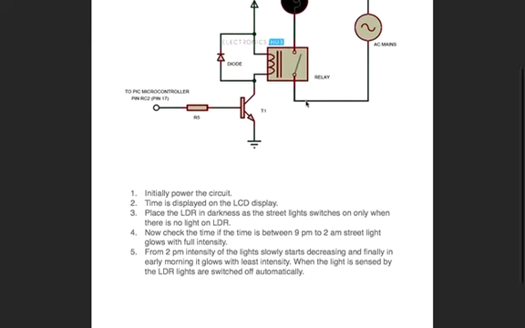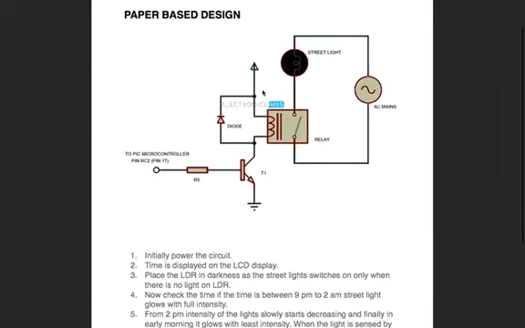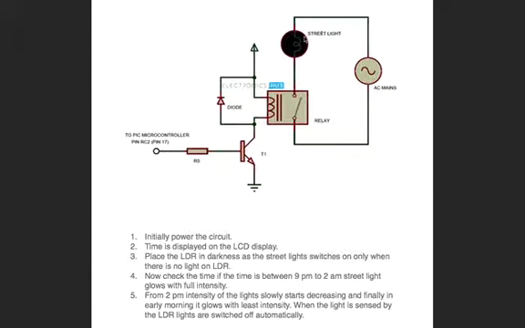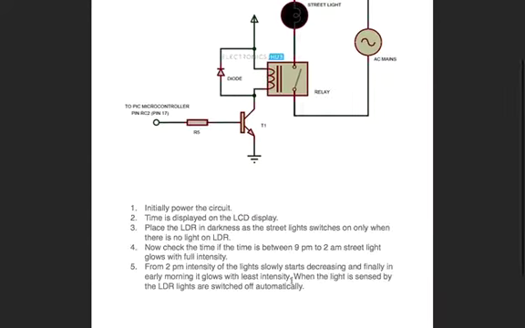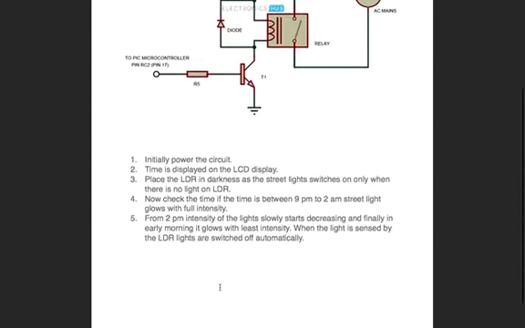This is the basic working. Initially, we power the circuit by AC mains. The time is displayed on the LCD screen. If we place the LDR in darkness, it senses the dark outside world and then it sends the signal. If we check the time, between 9 p.m. and 2 a.m. the street light glows with full intensity. From 2 a.m., the intensity of the light slowly starts decreasing, and finally in the early morning it glows with the least intensity, because of the intensity in the outside world. When the light is sensed by the LDR, the lights are switched off automatically.